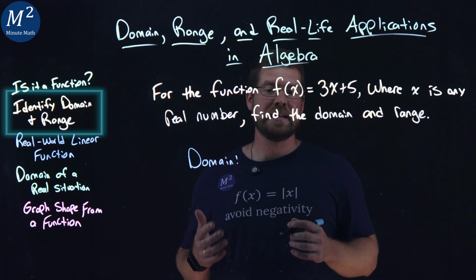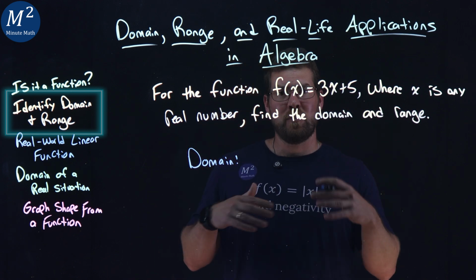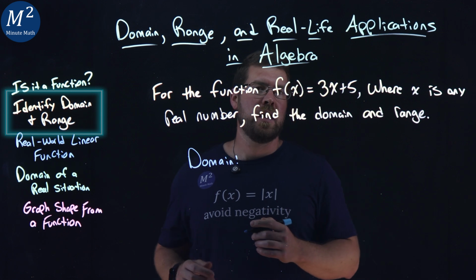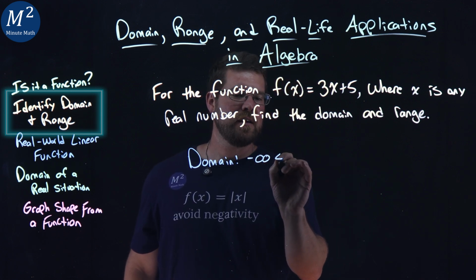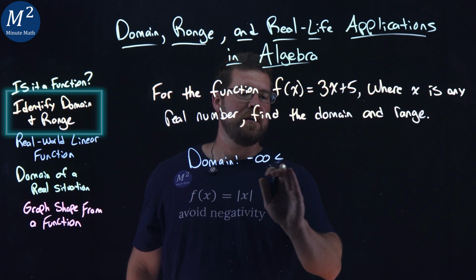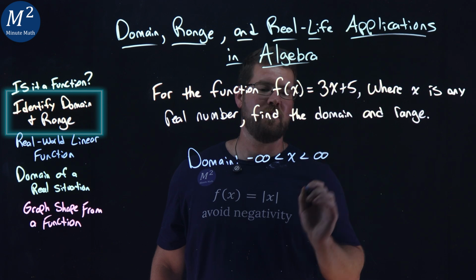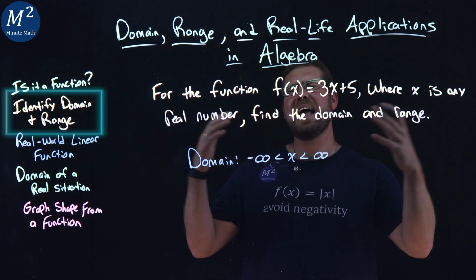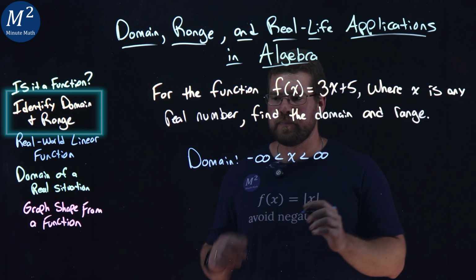So in this case, our domain is all real numbers, all values can be plugged in for x. We can write it like this: negative infinity is less than x, which is less than positive infinity. And this tells us that x can be any real number we want as our domain.